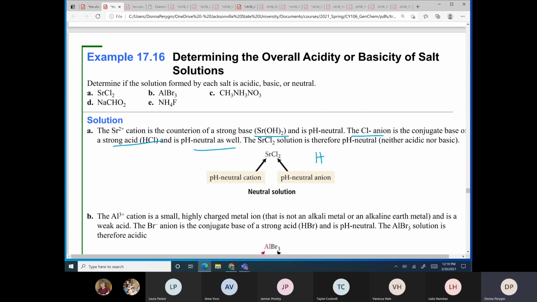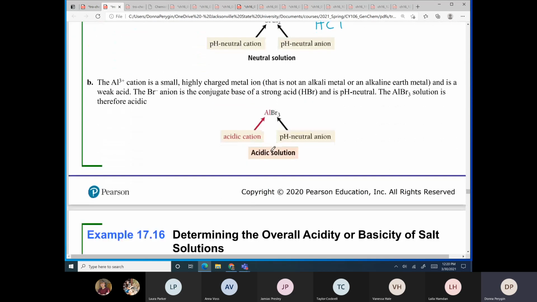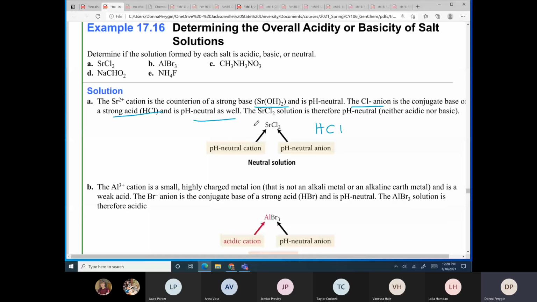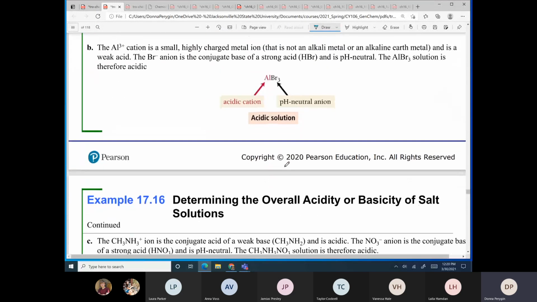Because remember, HCl is a strong acid, so that's going to completely dissociate in water. So if you put chloride in water, it's not going to want to pick up a hydrogen. It's not going to act as a base. The strontium is not going to want to act as an acid, so they are pH neutral. Okay, so if they are the conjugate bases and acids of strong acids and bases, they give us a pH neutral solution.